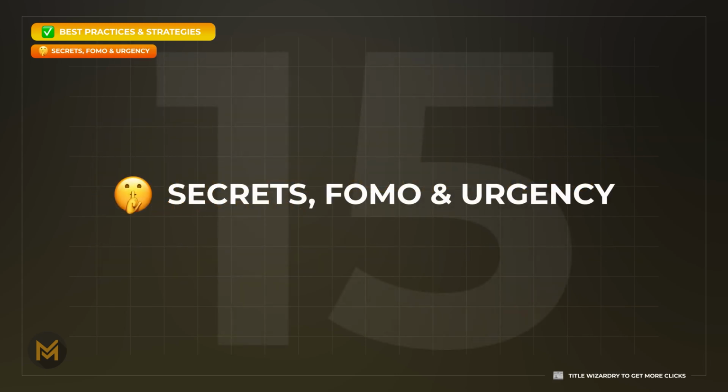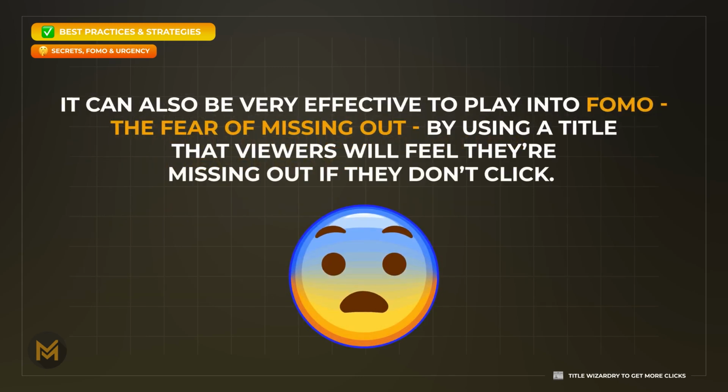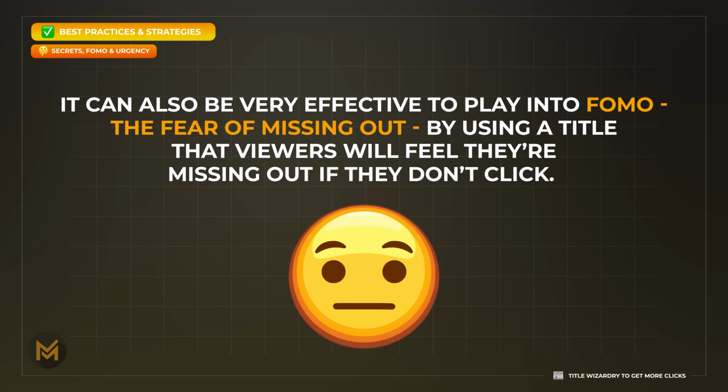Strategy 15. Secrets, FOMO, and urgency. It's great to give off the vibe you're revealing some kind of secret or mystery within the video. That's why I'll often use a format like "the real reason for X," as though I'm peeling back the curtain on something. Even just using words like secret can create so much intrigue. It can also be very effective to play into FOMO, the fear of missing out, by using a title that viewers will feel they're missing out on if they don't click.